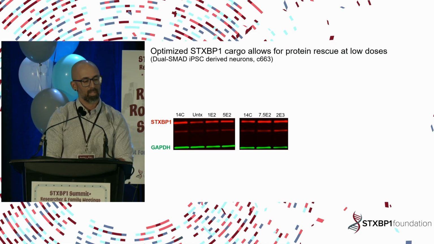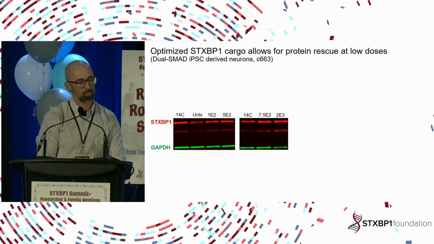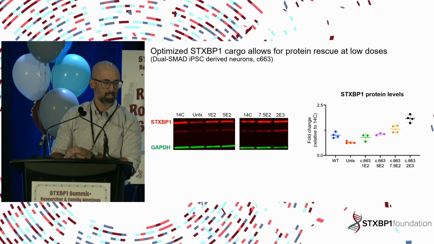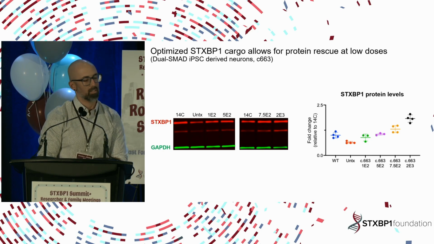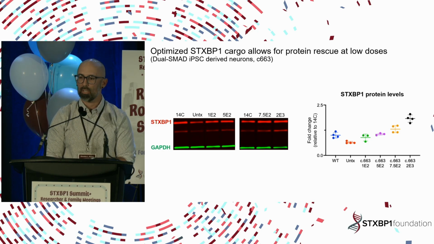Here's a Western blot from that, where 14C is the corrected patient line, escalating doses and quantification of that. You can see that at 5E3, so 2 log folds lower than is typically used in the literature, we're getting back towards wild type levels.